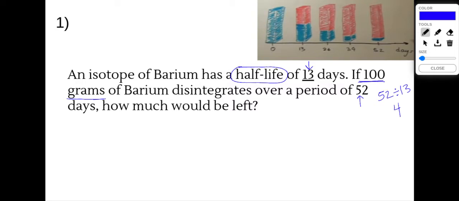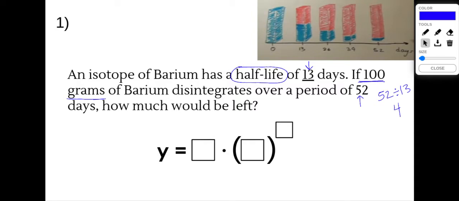Now that we understand the situation, let's see if we can write an exponential function to represent what's going on. Here's my exponential function, and I'm going to fill in what I know. So I know the starting amount, and that is 100 grams of barium. That's going to go here. Now my multiplier right here, this is my factor of change, that is half-life. I want to cut this in half. So what do I multiply by to cut something in half or divide it by 2? Well, you'd have to multiply by the fraction 1/2. Multiplying something by half will cut it in half. It will take half of it.